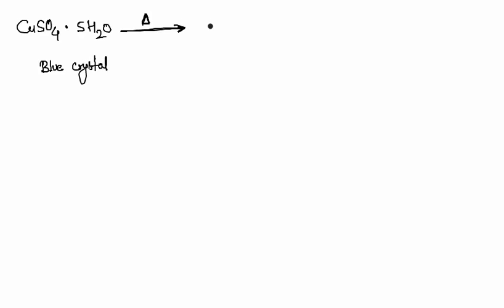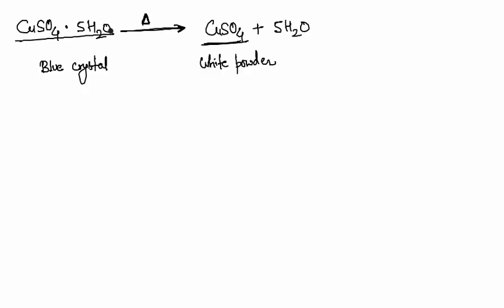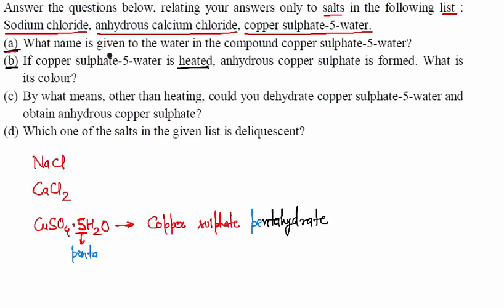And when you heat, what happens? CuSO4 plus 5H2O, and this is a white powder. So when you heat this blue crystal, that is your copper sulfate pentahydrate, you get copper sulfate, and that is a white powder. So I think your B part is also over. What is its color? It's white.